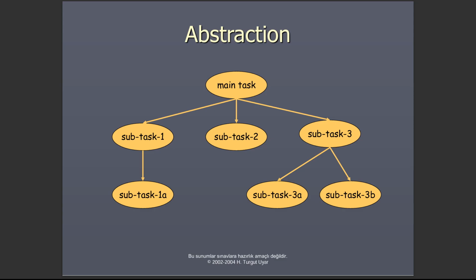Abstraction tree diagram. Here we can see a picture that shows how we break down problems. At the top, we have our main task. Below it, we break it into three subtasks: subtask 1, subtask 2, and subtask 3. Some of these subtasks might still be too complex, so we break them down further. For example, subtask 1 is broken into subtask 1a, and subtask 3 is broken into subtask 3a and subtask 3b. The tree structure helps us see how big problems become smaller, manageable pieces.